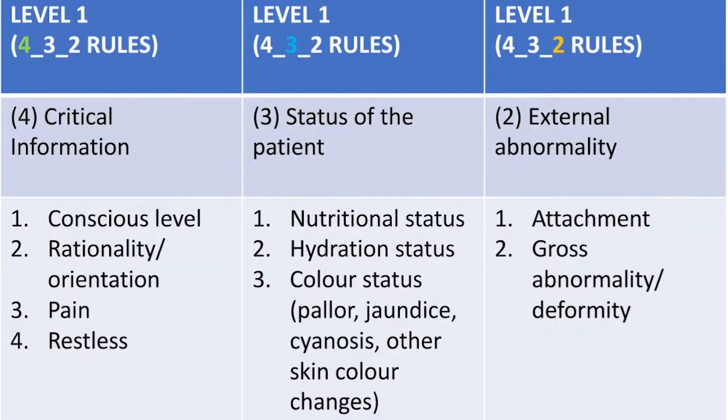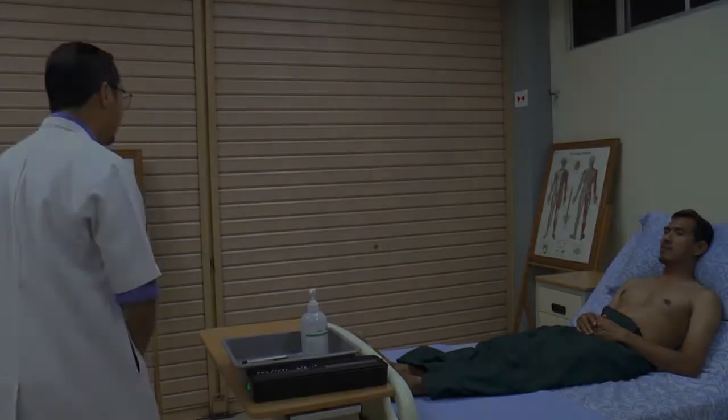Spend a few seconds observing the patient from the end of the bed. A useful method of general examination is the 4-3-2 rules as shown in this table. Regarding nutrition status, it can be described as cachectic, thin, normal build, or obese.